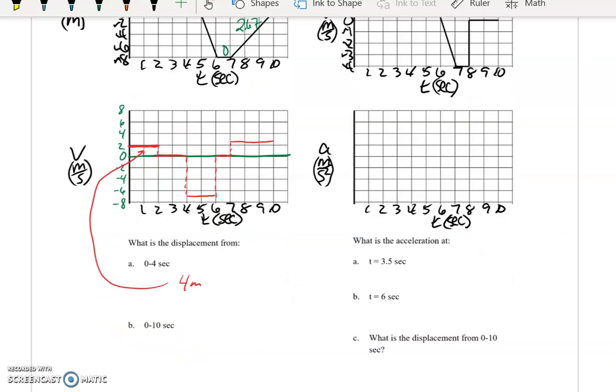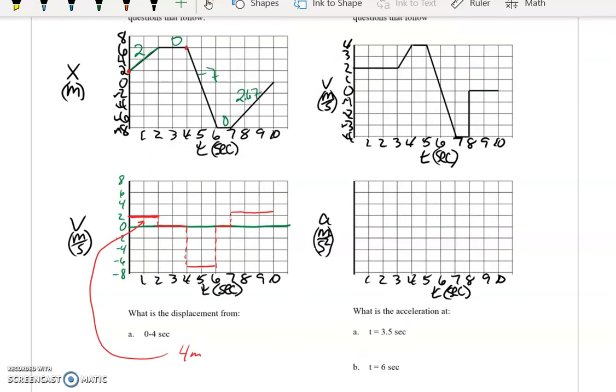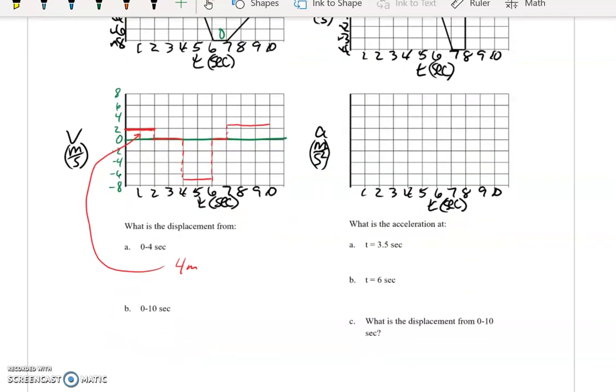For part B, displacement from 0 to 10 seconds, that's the total displacement. You can look at where we started, 2 meters. We finished at 0 meters at 10 seconds, so that just is a -2 as a displacement.